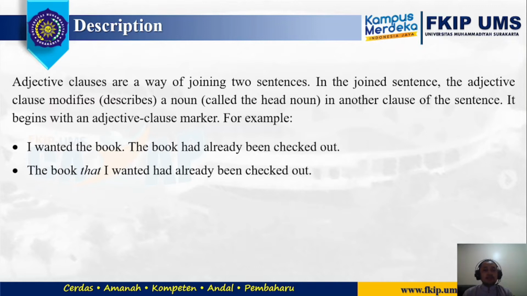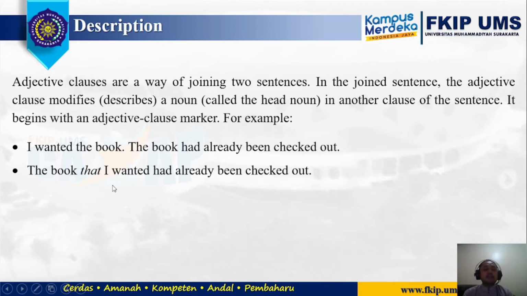Here, I'll give you an example. There are two sentences, right? I wanted the book, and the book had already been checked out. Now from these two sentences, we can join them into one, and we can make the second sentence into the adjective clause. You can see that the book that I wanted had already been checked out.